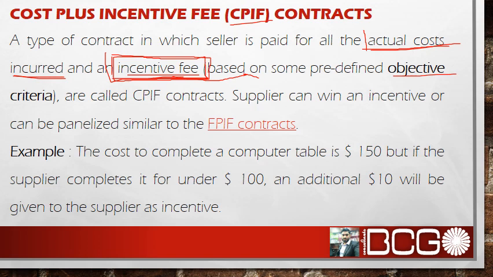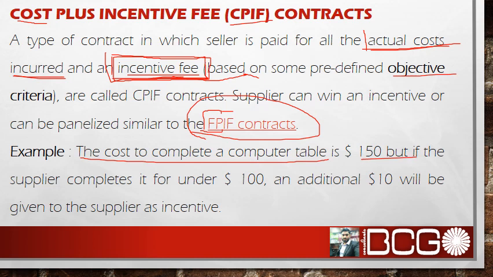They are very similar to those of fixed price incentive fee contracts. So the concept remains the same, except this part, the fixed price. In this type, you are paying the actual cost incurred plus incentive fee. An example can be, the cost to complete a computer table is 150, but if the supplier completes it for less than 100 US dollars, an additional $10 will be given to the supplier as an incentive.